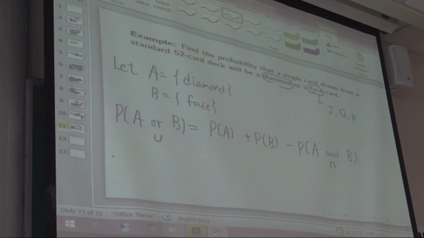So let's compute that. What is the probability of getting the diamond? 13 over 52. Now, how many face cards do we have? We have 12, right? For each suit we have 3, and we have 4 suits, which is 3 times 4 face cards out of 52.